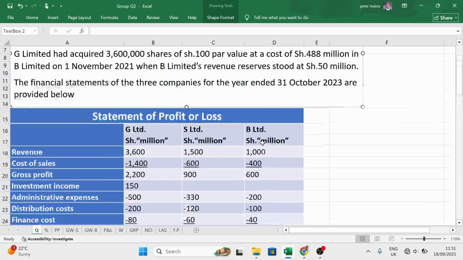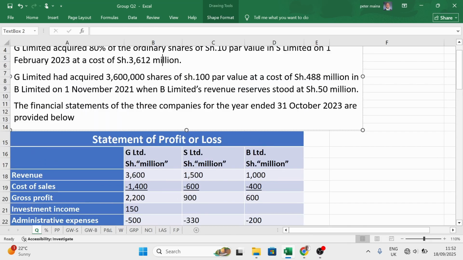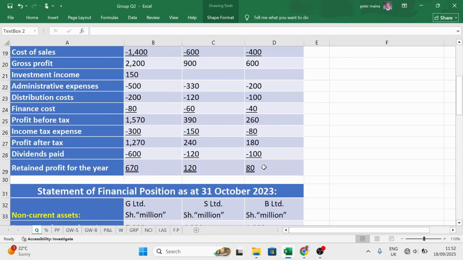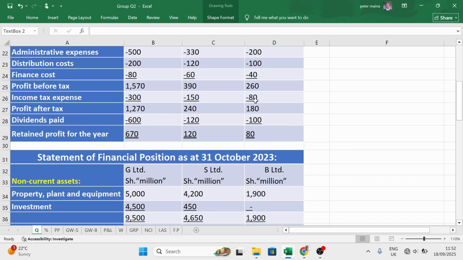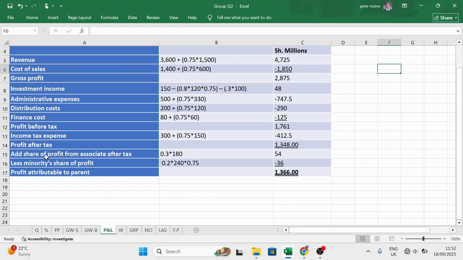Remember that the associate was acquired 2 years ago. Therefore, we are not apportioning this profit, because the company stayed with the associate for the entire financial year, 12 months. So we add the share of profit from associate after tax, 30% of 180, which is 54.